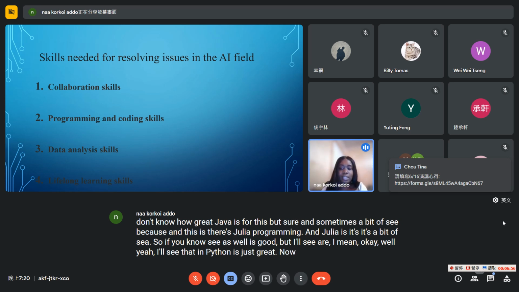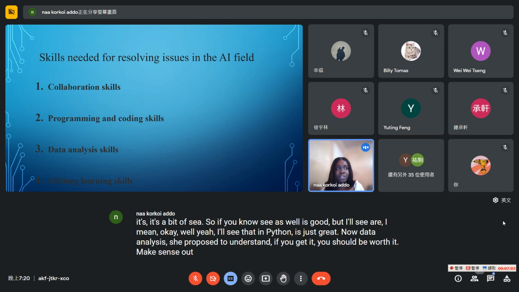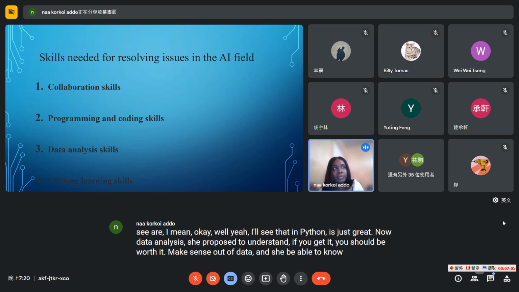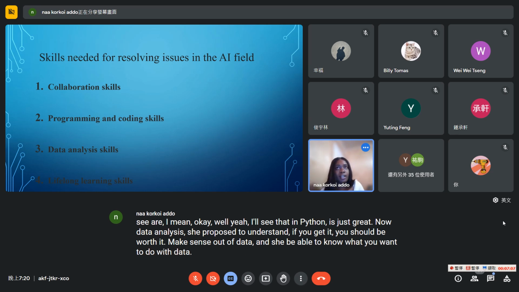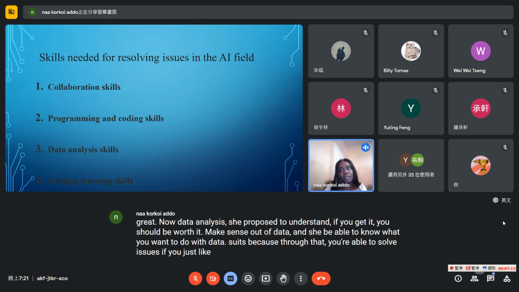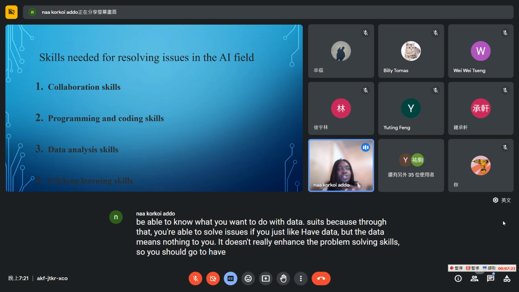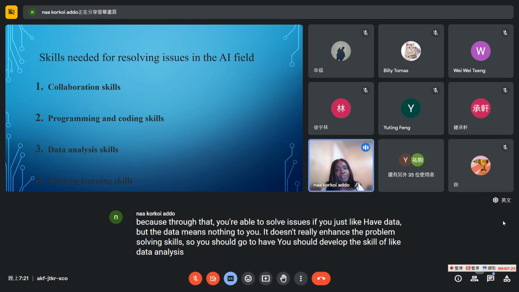Now, data analysis, you should be able to understand. If you get data, you should be able to make sense out of data, and you should be able to know what you want to do with the data. Because through that you're able to solve issues. If you just have data but the data means nothing to you, it doesn't really enhance the problem solving skills. So you should develop the skill of data analysis and lifelong learning.